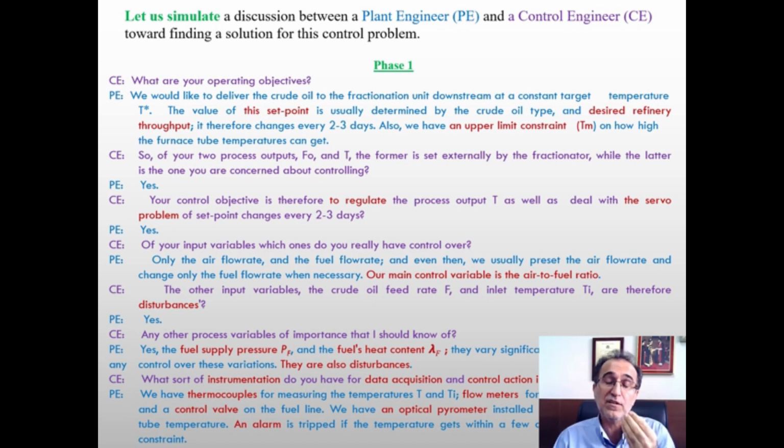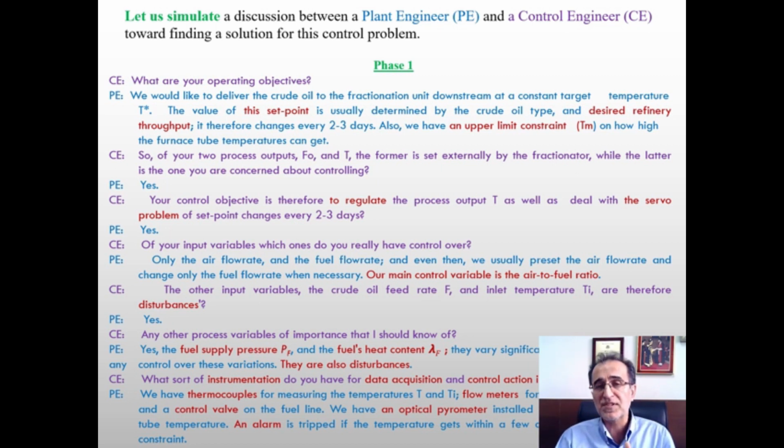control over, and he explained that the fuel to air ratio is our main manipulated variable, and the air valve is fixed, but the fuel will change, and this ratio will change, and this is our manipulated variable.